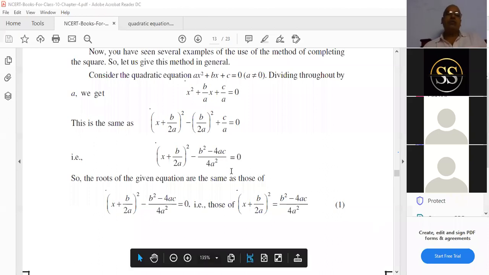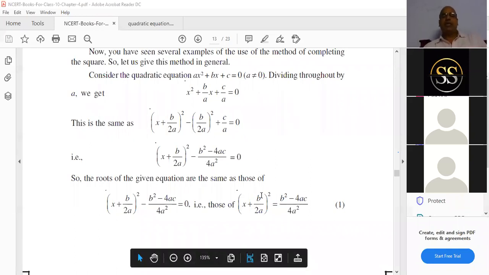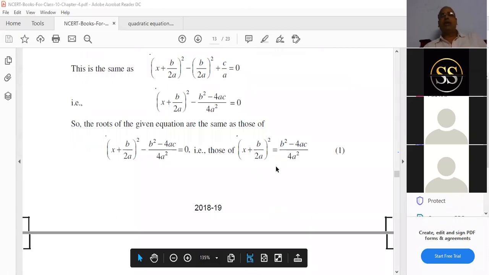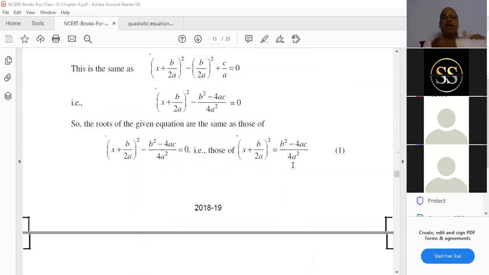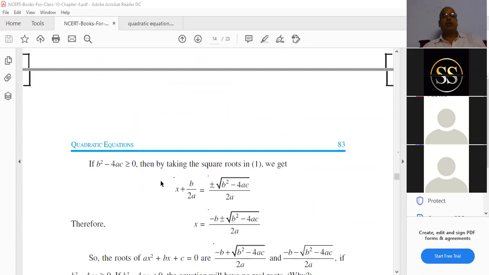Okay. And now a in 4a, 4a into c is 4ac. b square minus 4ac, you transpose to RHS, then it becomes minus here. x plus b by 2a whole square equals b square minus 4ac by 4a square. Now I want to transpose this square to that side. It becomes a root. If you transpose the square to this side, it becomes square root.